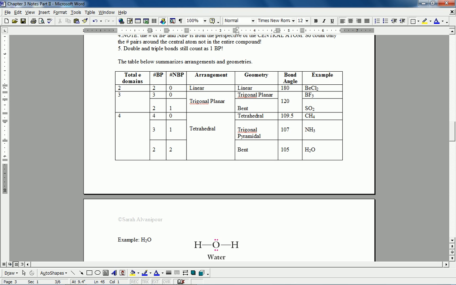And that's why it's so imperative that you draw the Lewis structure correctly, because if you don't draw the structure correctly, then you may have the wrong number of bonds and bonding domains and non-bonding domains, and then select the wrong arrangement and geometry. So double check your structures before beginning this exercise of determining arrangement and geometry.